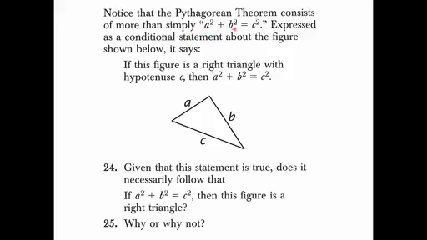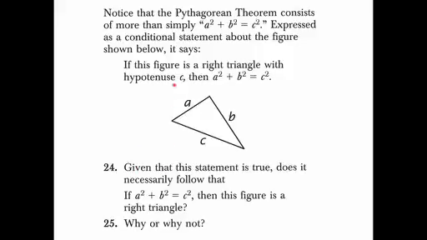If, how would it sound? And then look down here. If this figure is a right triangle with hypotenuse c, then a squared plus b squared is c squared. It's a pretty good conditional statement about the Pythagorean theorem.